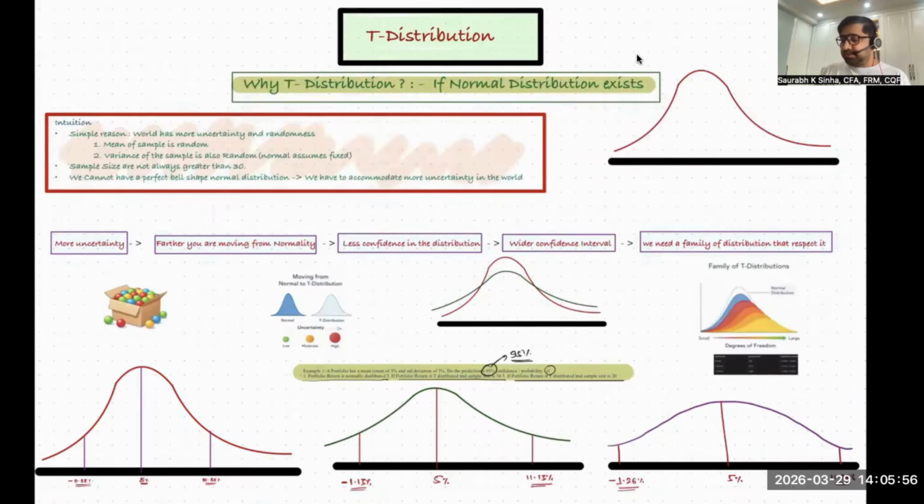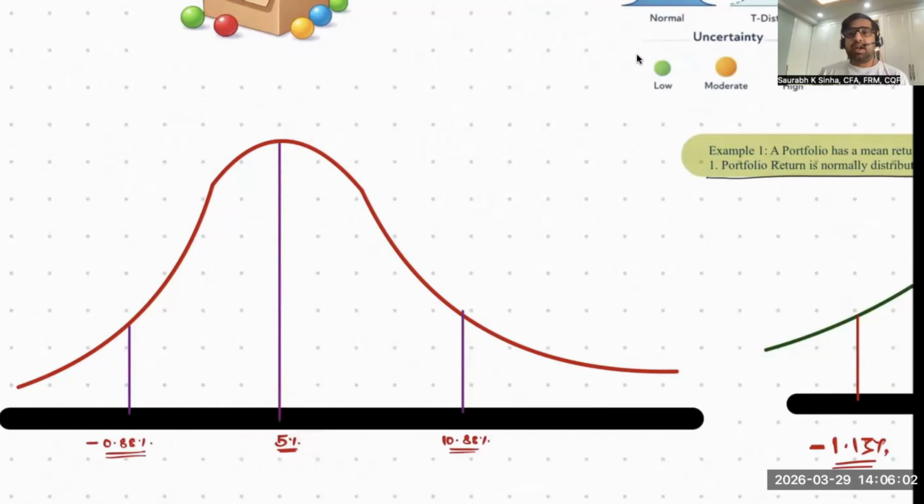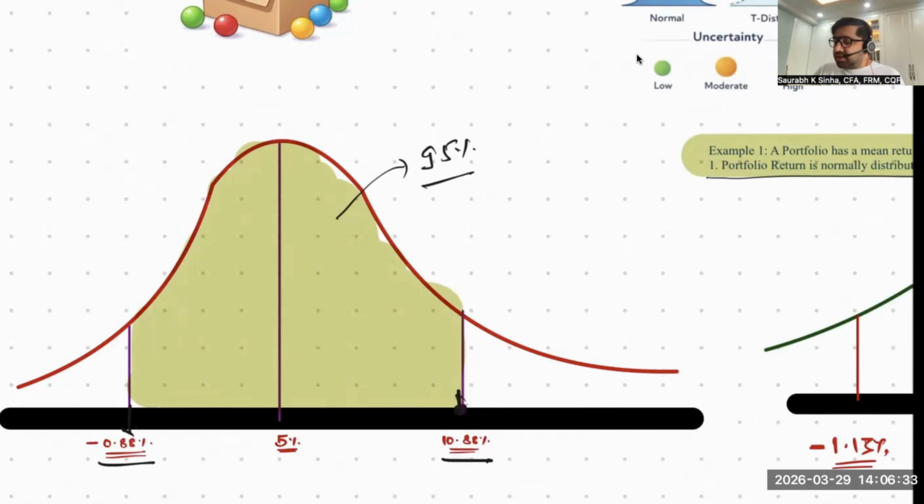This is the first distribution, which is the normal distribution. I said the mean return is 5%, and I have to cover 95% probability. When I cover 95% of the probability, it means I have to move symmetrically in both directions from 5% so that I cover 95% of the area. In the normal distribution, this point will come as negative 0.88%, and on the right side, where 47.5% is covered, this point will come as 10.88%.